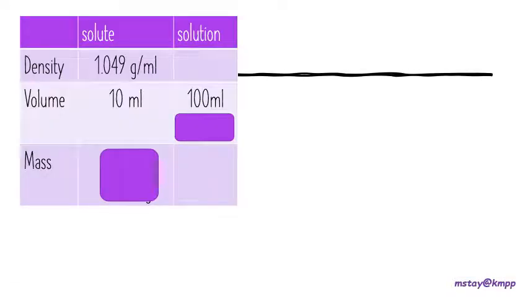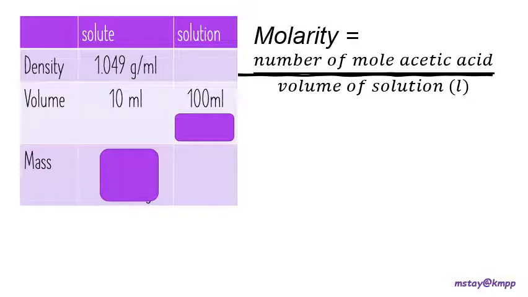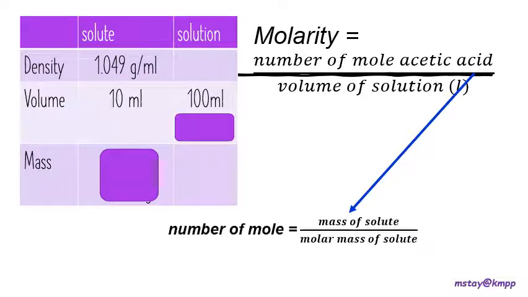We gather the information given in the question into this table. Then write down the formula for the requirement of the question. We need to find out the number of moles, but it is not given in the question. Then we can come out with the formula for the number of moles.